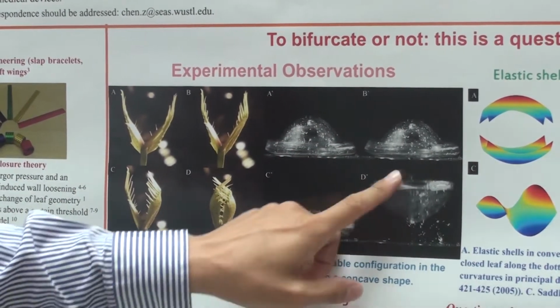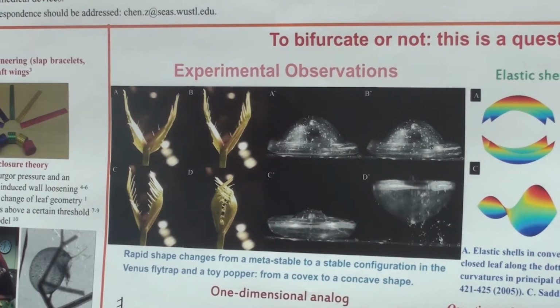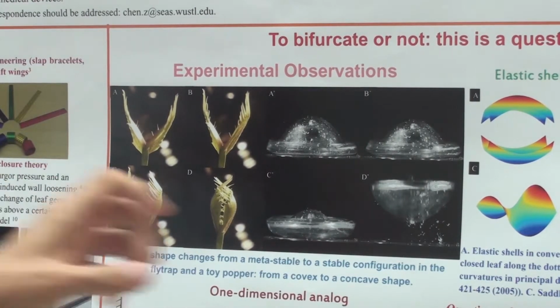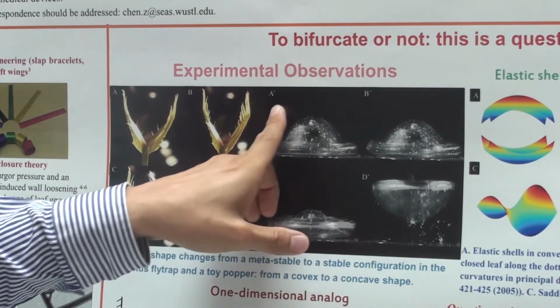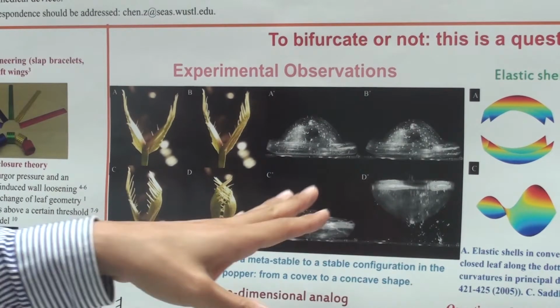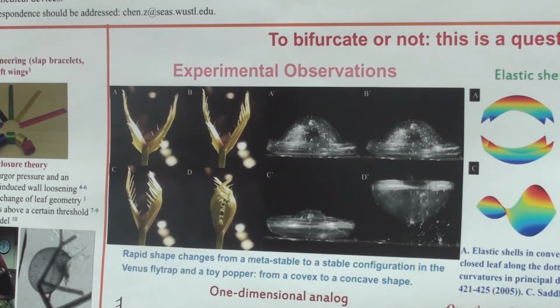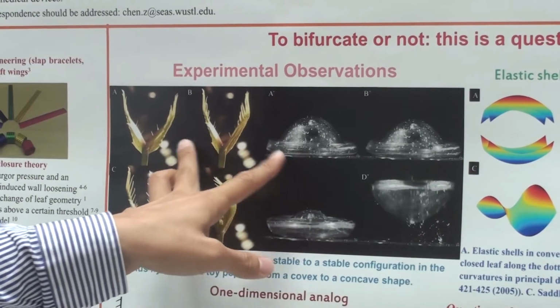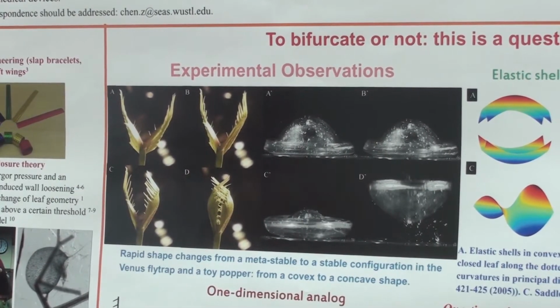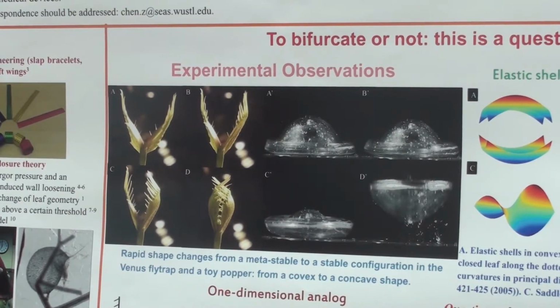So you can see that in a stable state, it's doubly curved, and the Gauss curvature is positive, and inverted, it becomes another shape with positive Gauss curvature. You wait for a few seconds, and then it would jump. So it's like a toy popper. So we think the change of geometry is pretty similar here. So we want to understand, are there any similarities between the mechanics of these different structures?